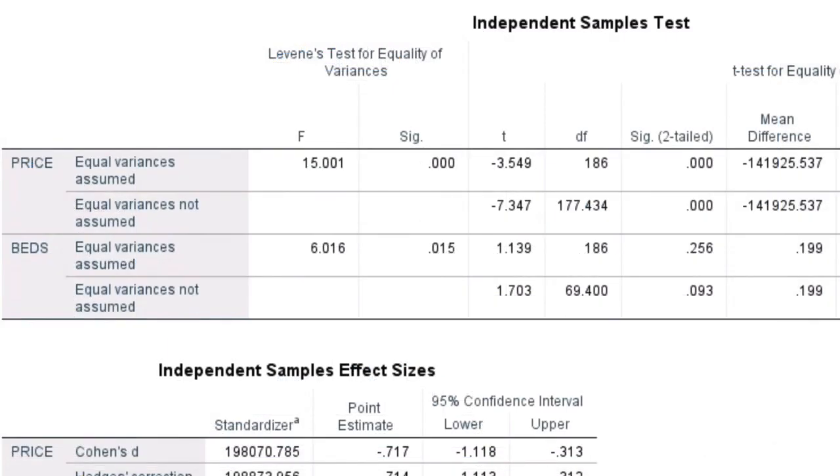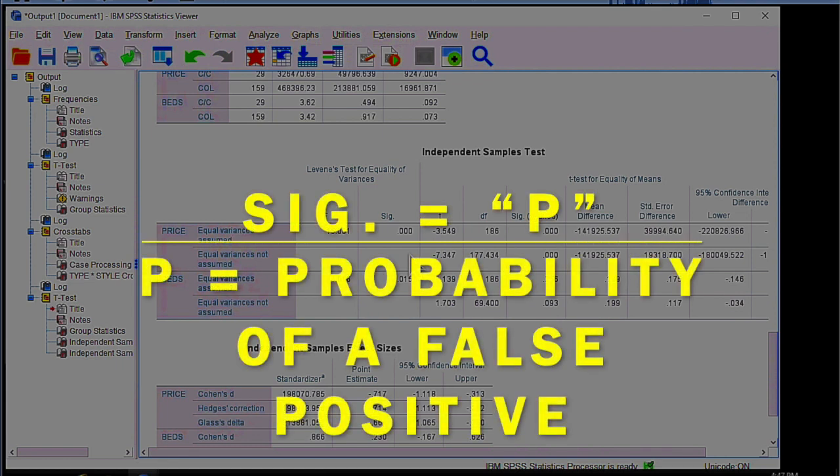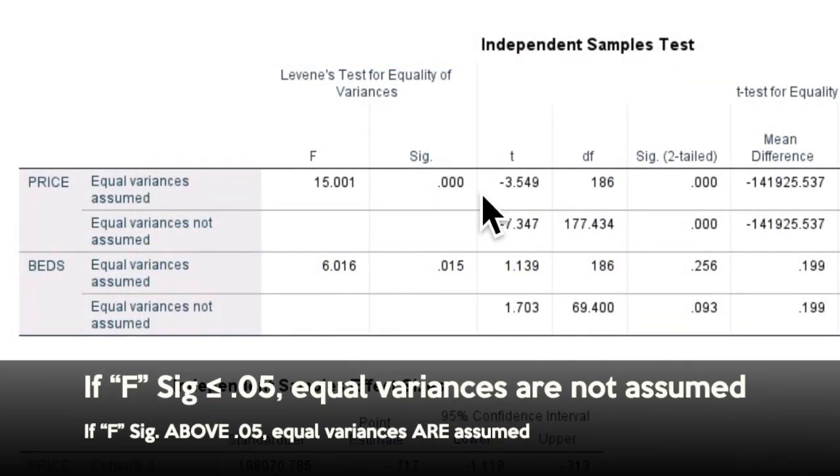Now, typically what we do is we assume that you have equal variances if the significance of this F-test here is above 0.05. So what that means is that if the significance is at 0.05 or less, it means that there's a 5% or less chance that we are seeing differences in the variance due to chance. So essentially, if we have a low significance here, 0.05 or below, then we do not assume equal variances. So we go to the second line. If significance is above 0.05, then we assume equal variances and we use the top line.